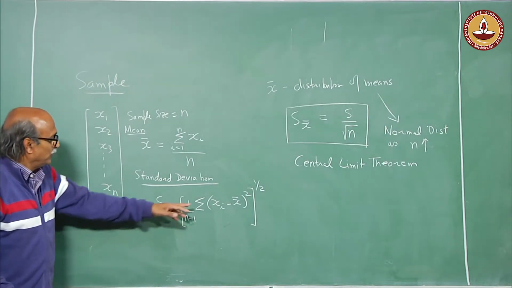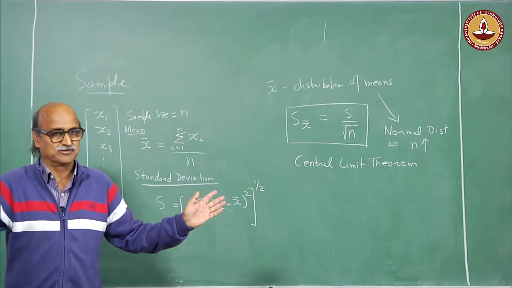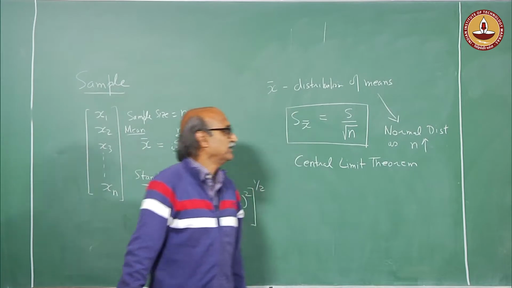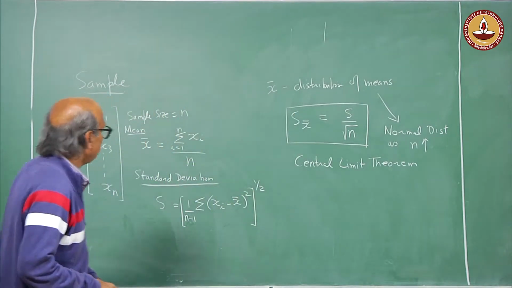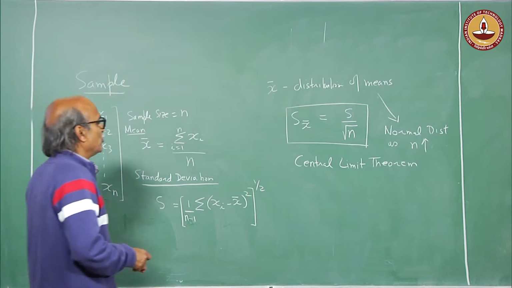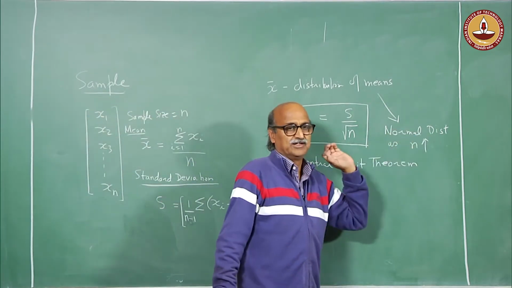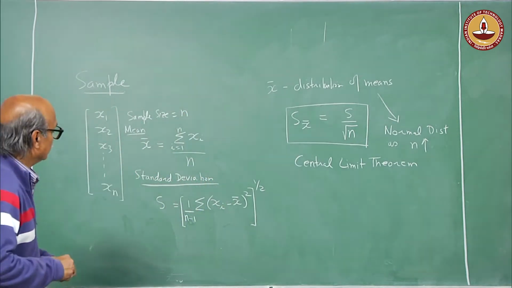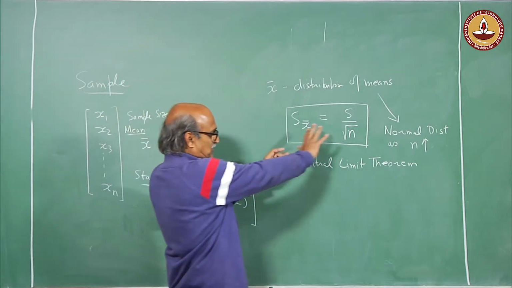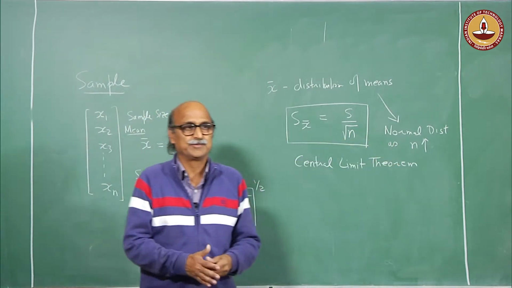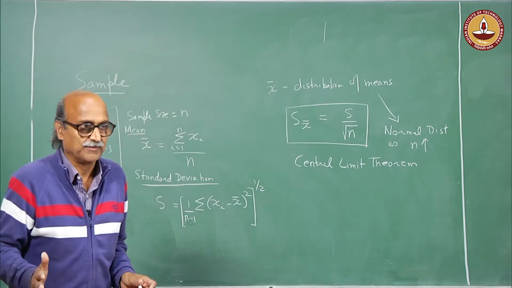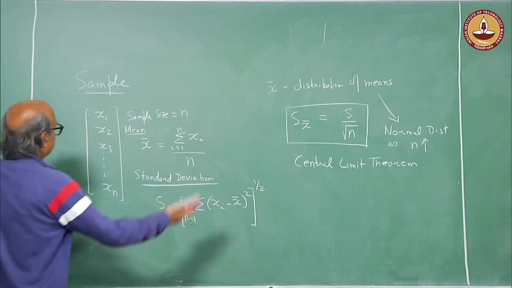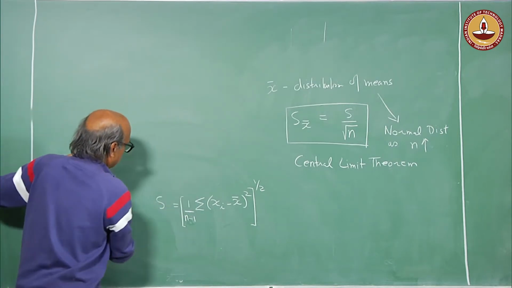Regardless of how the individual x distribution is, the distribution of the mean moves towards the normal distribution. So, for large n, there is no problem in considering the distribution of x bars as a normal distribution. Now, just with this thing in mind, we can develop confidence intervals. Okay. And this is how we will do that.